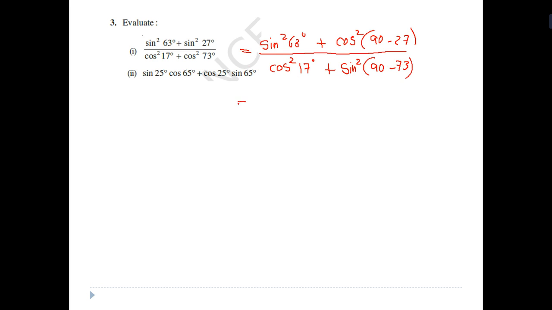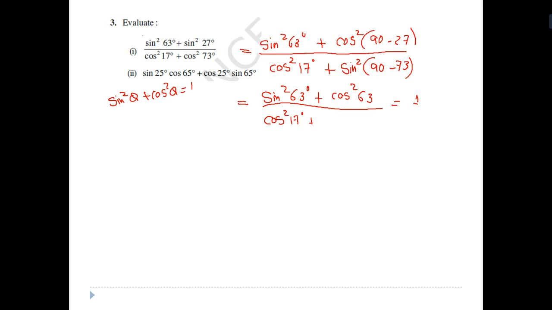Now we can convert sin square 63 as it is, here cos square 63. So theta is the same: sin square theta plus cos square theta is always 1. So we can get the answer 1 here. Again cos square 17 as it is, here sin square 17. Again the answer is 1. That way we can get the answer of 1.